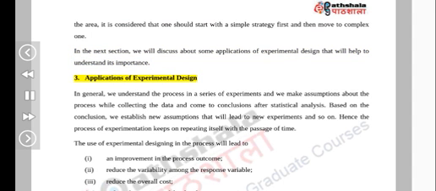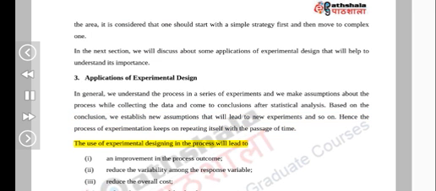3. Applications of experimental design. In general, we understand the process in a series of experiments, and we make assumptions about the process while collecting the data and come to conclusions after statistical analysis. Based on the conclusion, we establish new assumptions that will lead to new experiments and so on. Hence, the process of experimentation keeps on repeating itself with the passage of time.